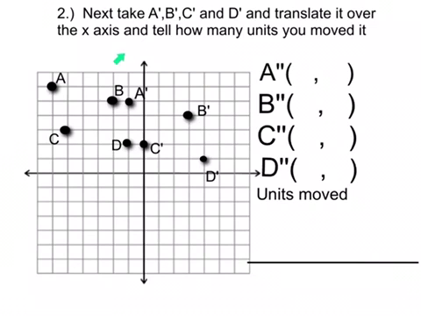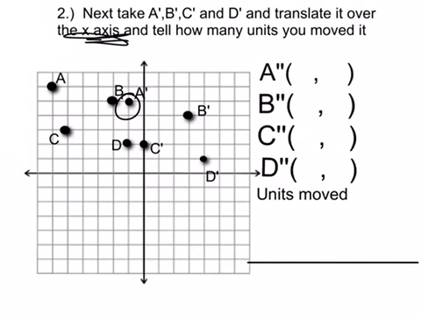So the next part of the question says to take A prime, B prime, C prime, and D prime and translate it over the x-axis. So I'm going to first underline that, like that. It doesn't tell us how many units we're supposed to move it because we're supposed to get it over the x-axis. So first we're going to take A prime and see how many units it takes to get over the x-axis. So let's see, 1, 2, 3, 4, 5, 6. It's going to take 6 units to get over the axis for A prime.